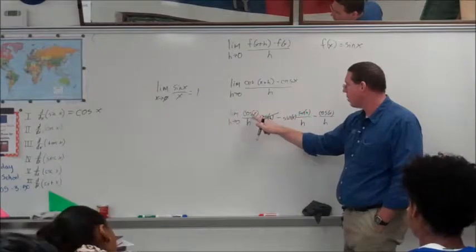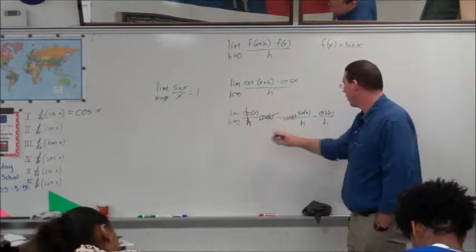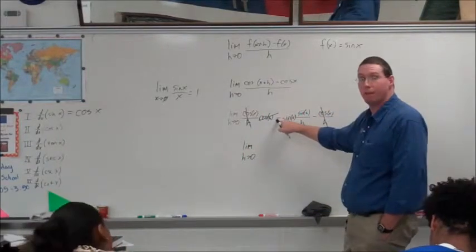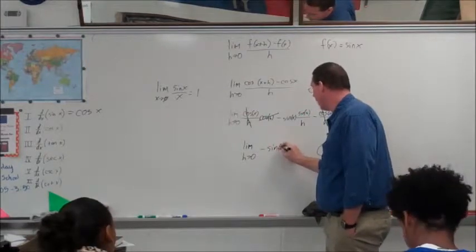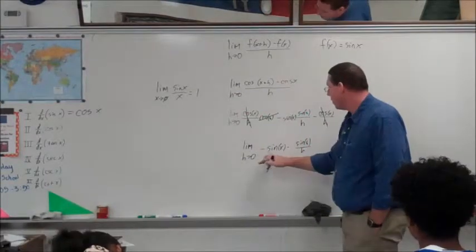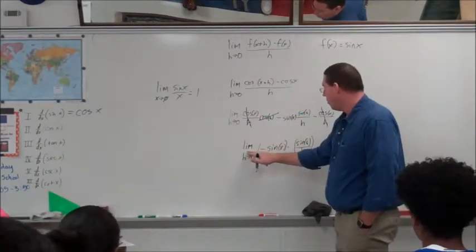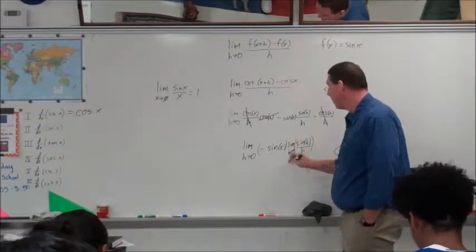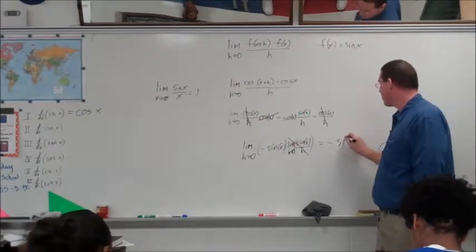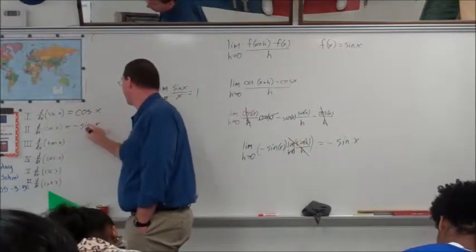And now we have cosine of x over h minus cosine of x over h. What happens to those? They cancel each other. Now all we have left is the limit as h approaches 0 of negative sine of x times sine of h over h. We can split it up into 2 limits. This is going to equal 1. And what's the final answer? Negative sine of x. So the derivative of cosine is negative sine of x.